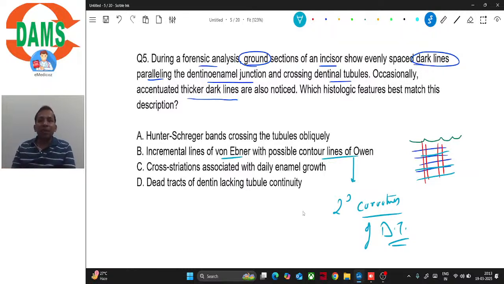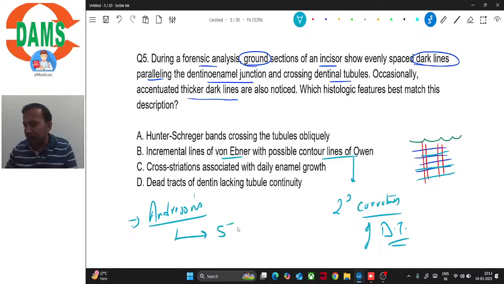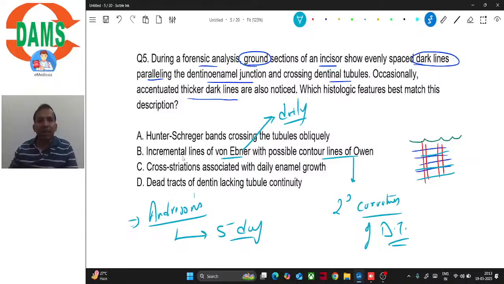Incremental lines of von Ebner are daily lines. They are not 5-day lines. 5-day lines are the incremental lines of Andresen. So these Andresen's lines are 5-day lines, and the von Ebner's lines are daily incremental lines, right?